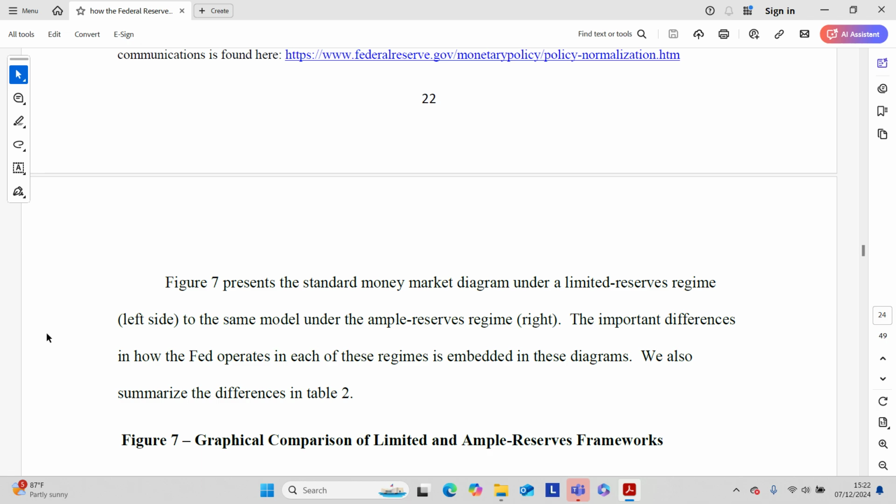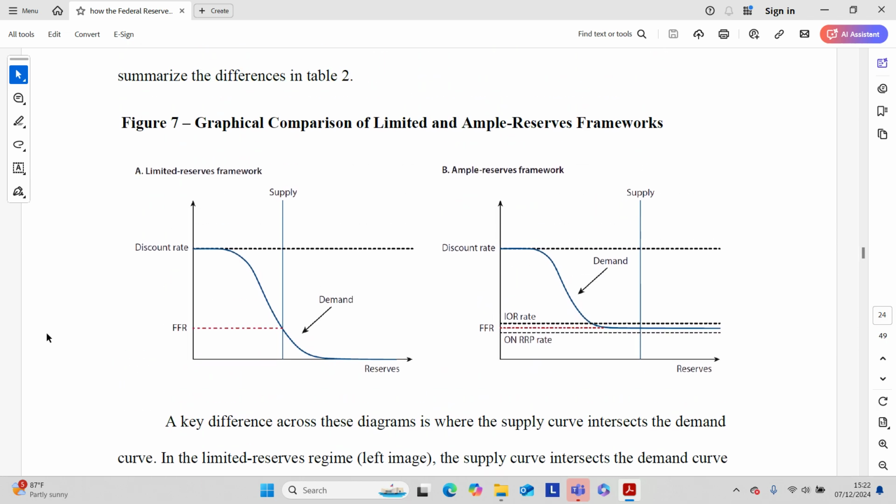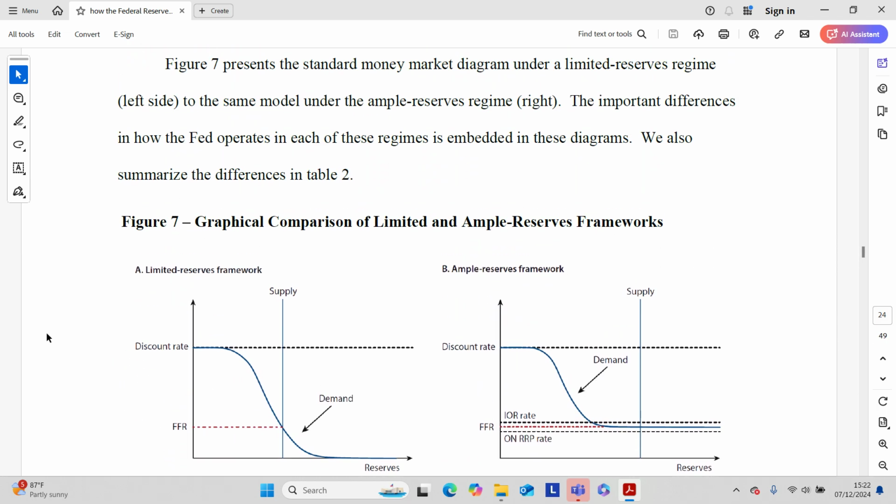This is figure 7. Figure 7 presents the standard money market diagram under a limited reserve regime, left side, and the same model under the ample reserve regime, right. The important difference in how the Fed operates in each of these regimes is embedded in this diagram. We also summarize the difference in table 2. So this is figure 7, the graphical comparison of limited and ample reserve frameworks.